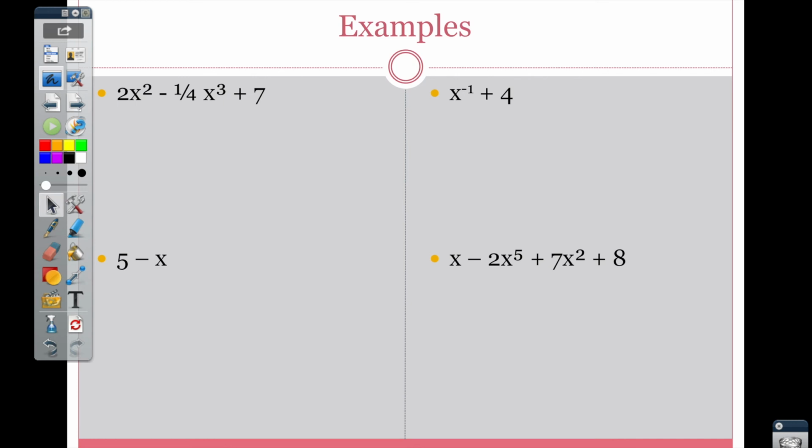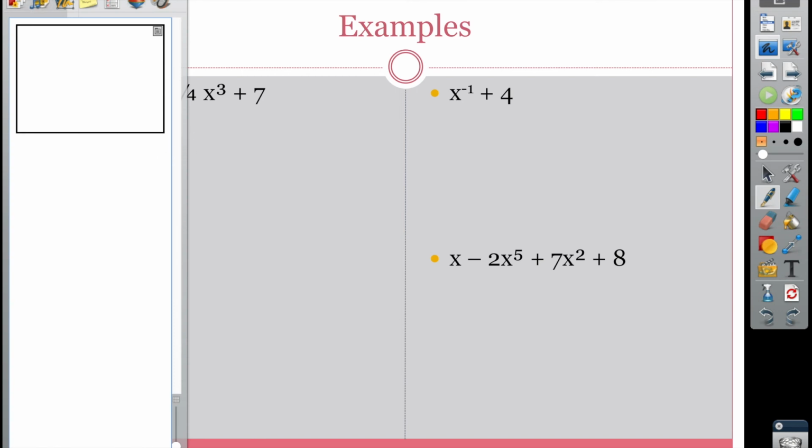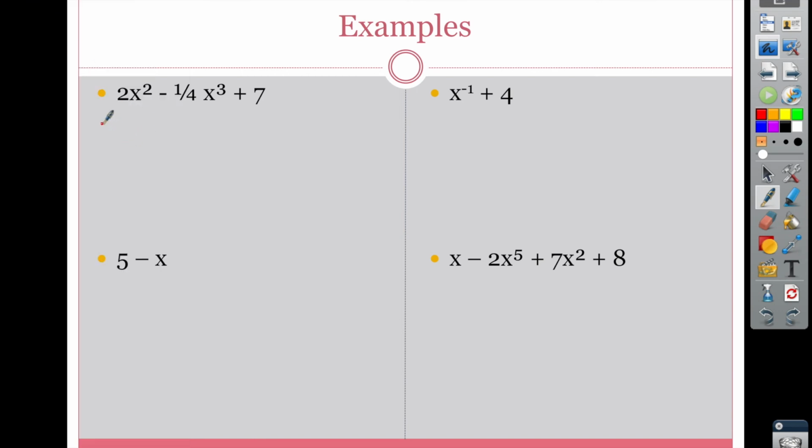Let's try some examples. 2x squared minus 1/4 x to the third plus 7 written in standard form would be negative 1/4 x to the third plus 2x squared plus 7. Okay, what is the degree? So our highest exponent is 3. So our degree would be 3.